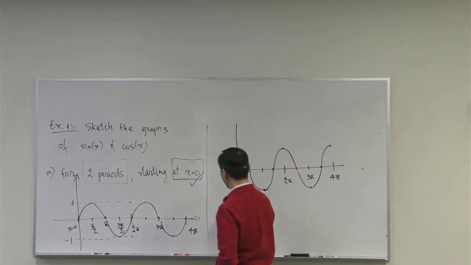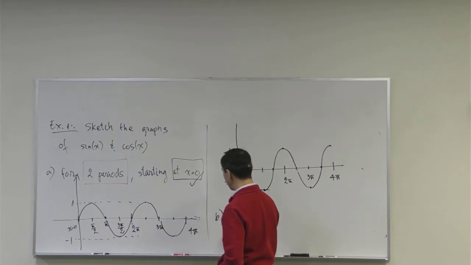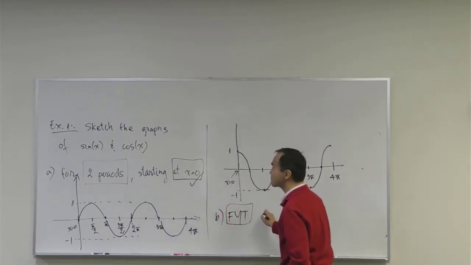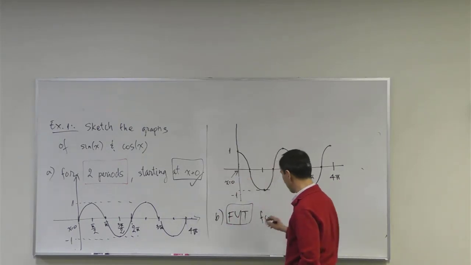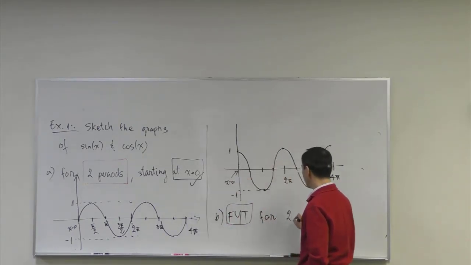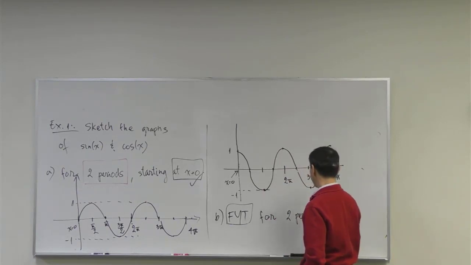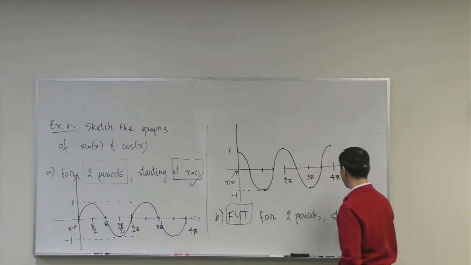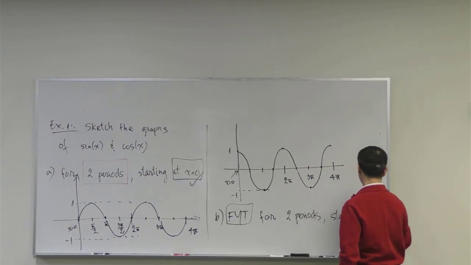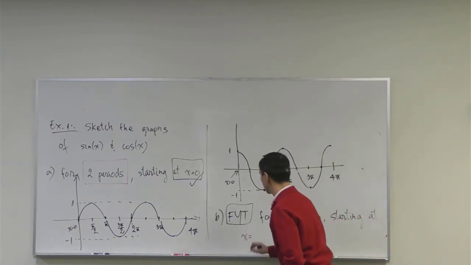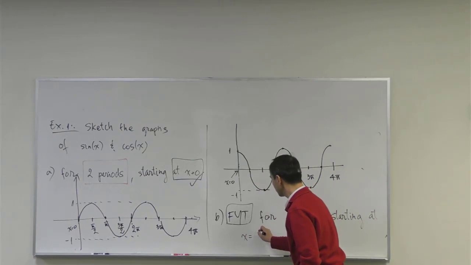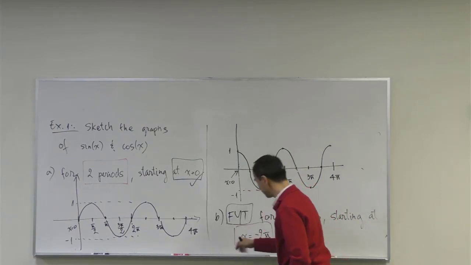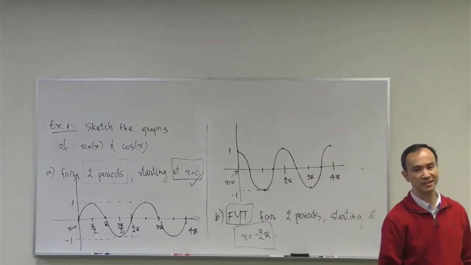So how about part B? Maybe this is the first time you guys hear this term, but FYT means once you write it down, you try it independently. So I want you to sketch sine and cosine for 2 periods again, but how about starting at x equals minus 2 pi? How's that? Write this down and try it on your own. And in the next lecture, I'll have a look at that.